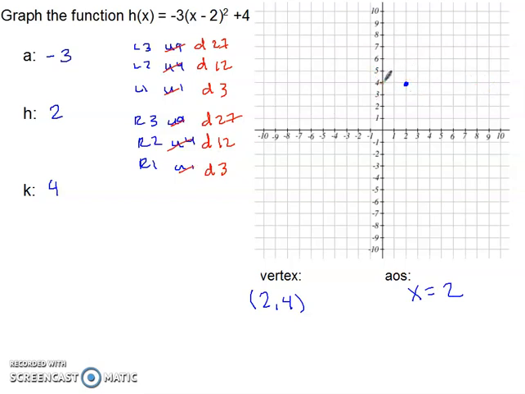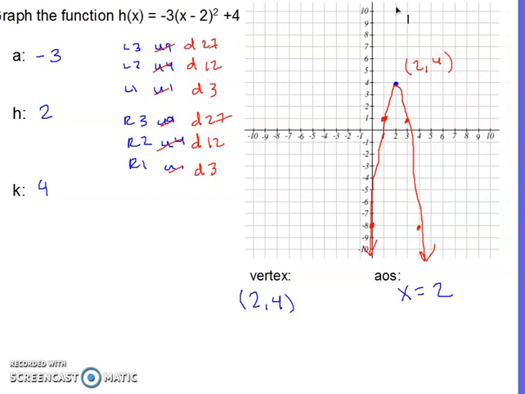So then I go left 2, down 12, left 1, down 3, right 1, down 3, right 3, down 27, which is off my graph, right 2, down 12, and right 1, down 3. So my graph is going to look like this. That vertex is at 2, 4, and my axis of symmetry is on the line where x is equal to 2. And we are done.